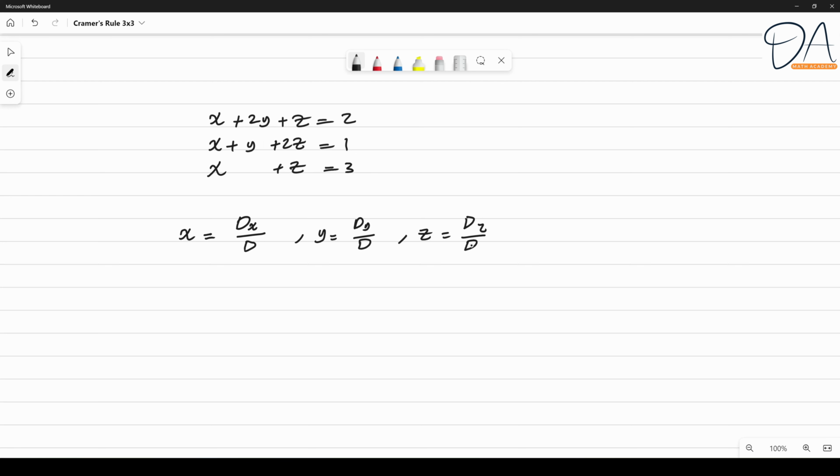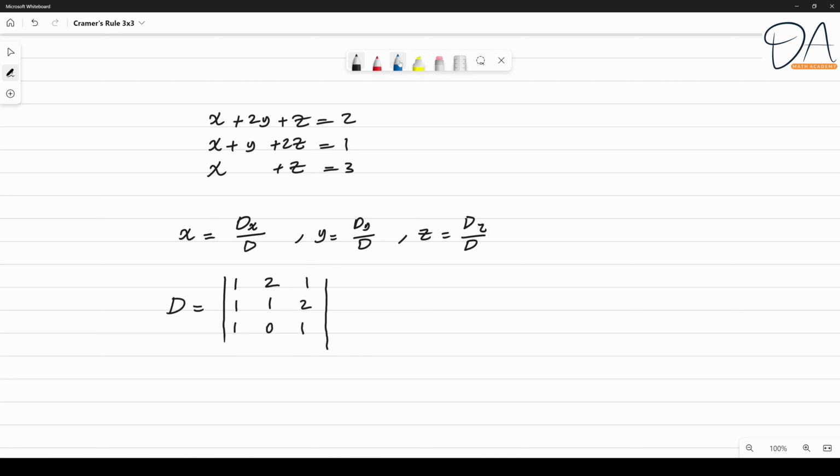And D, we can get simply by using the coefficients of the variables. The coefficients for the system are 1, 2, and 1. And then we have 1, 1, and 2. And then you have 1. Notice y is absent, but you should write its coefficient, which is 0, and then you have 1. So this is D.